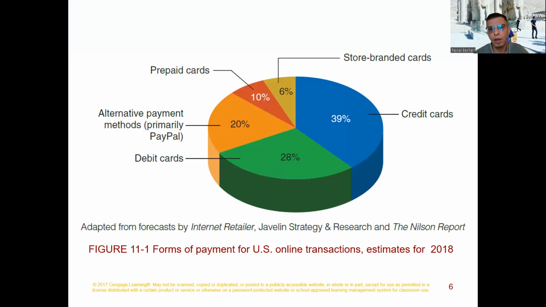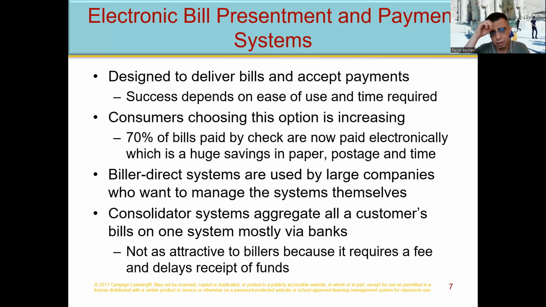In other words, if you look at the whole of electronic payment, there is prepaid cards at 10%, store-branded cards probably 6%, credit cards almost 40%, debit cards 28%, and alternative payment methods like PayPal at 20%. So this is how it's been happening recently.